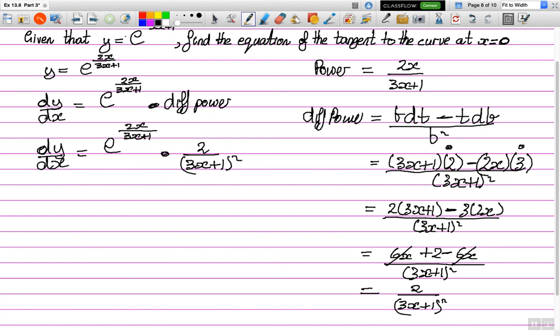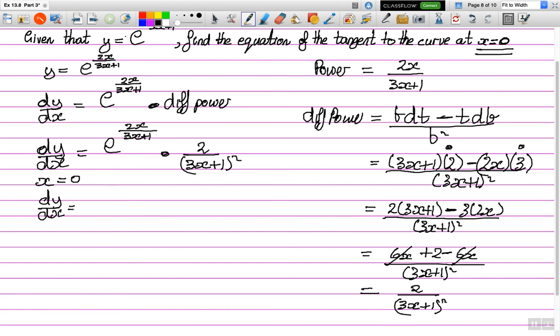Now, it says find the equation of the tangent to the curve at x equals 0. So the first thing is, if we're looking for the equation of a tangent, then we're going to be looking for the equation of a straight line. If we're looking for the equation of a straight line, then we need to know its slope. And this is the slope function. So we will need to find the slope when x is equal to 0.